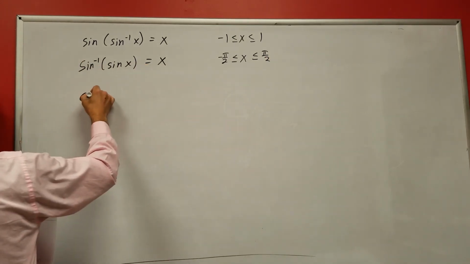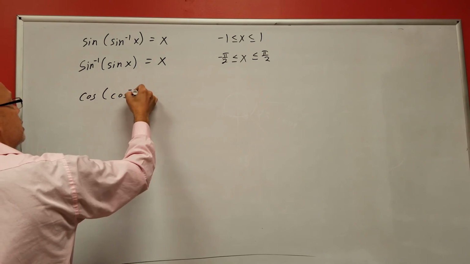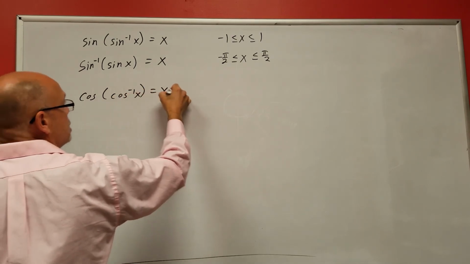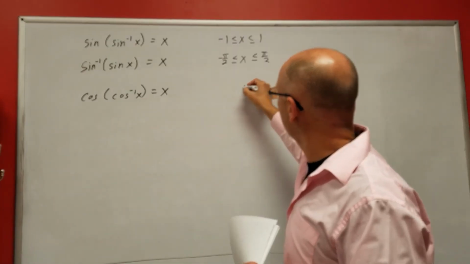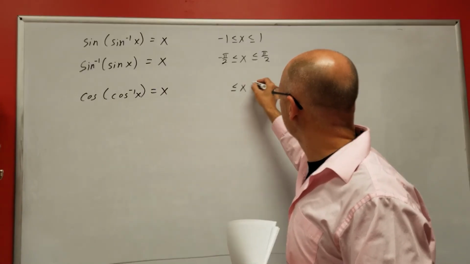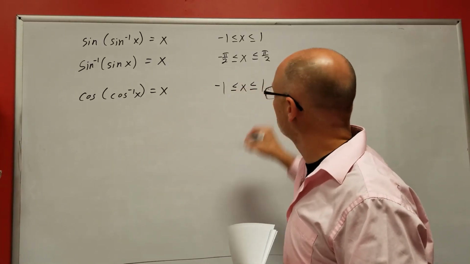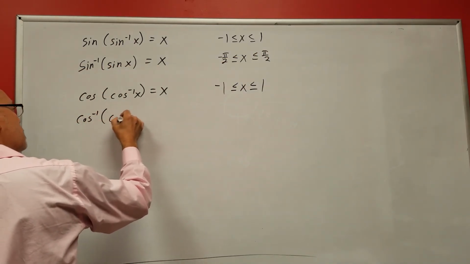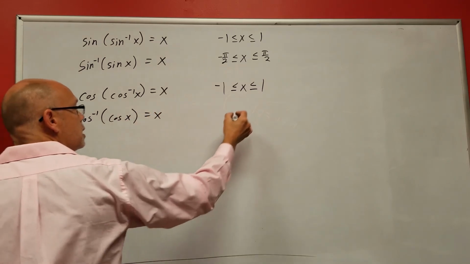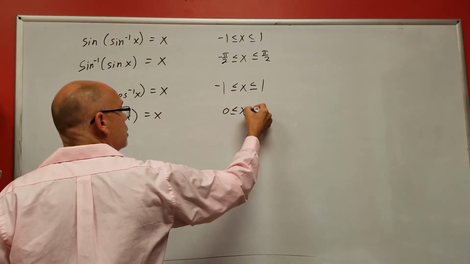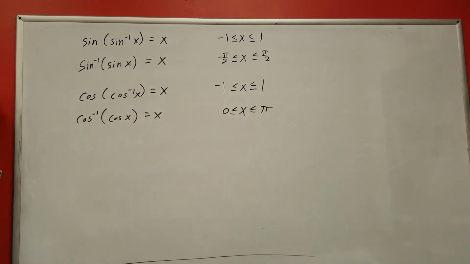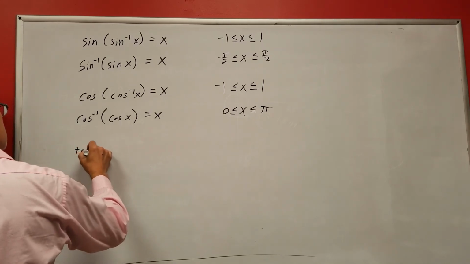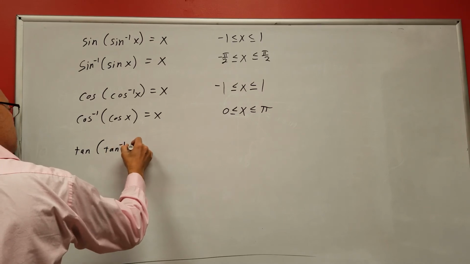All right. Also, we have the cosine of the inverse cosine, or the arc cosine of x, is equal to x as long as x is between -1 and 1. Then we have the inverse cosine of the cosine of x is equal to x as long as x is between 0 and pi radians, okay? Then we have the tangent of the inverse tangent of x.